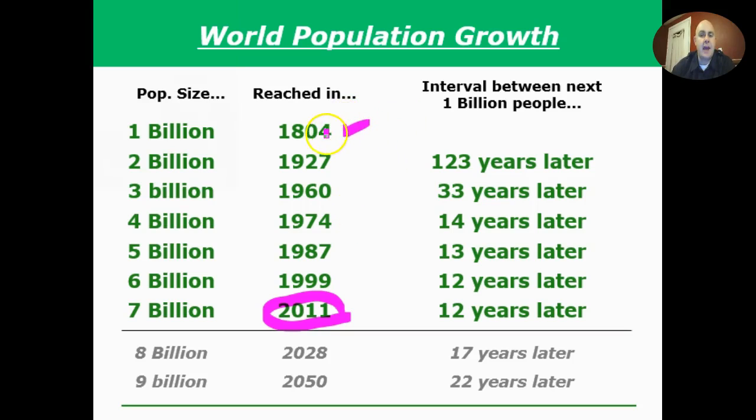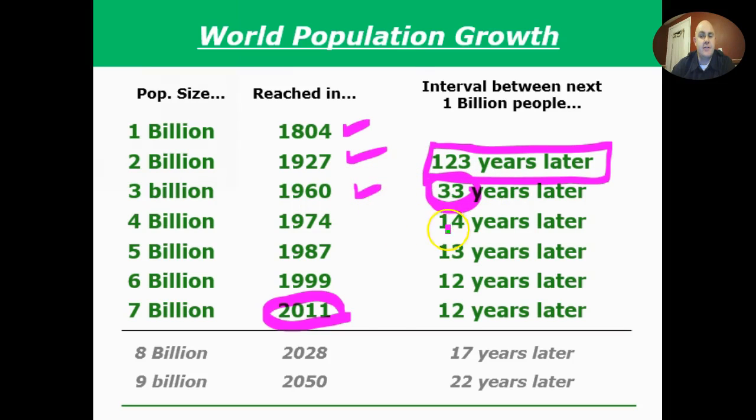And then after that, from there to the next time we had another billion added, when we got to 2 billion, it took 123 years to get from 1 billion to 2 billion people. And then from 2 billion to get to 3 billion in 1960, it was only 33 years. So you can see, and then from there 14 more years to get to the next one, 13, 12, and 12 more years after that to get up to the 7 billion we're at currently.